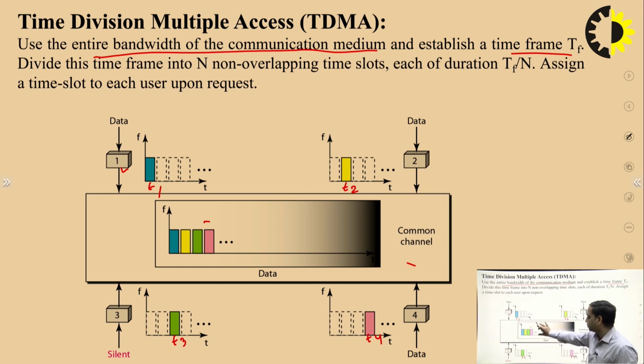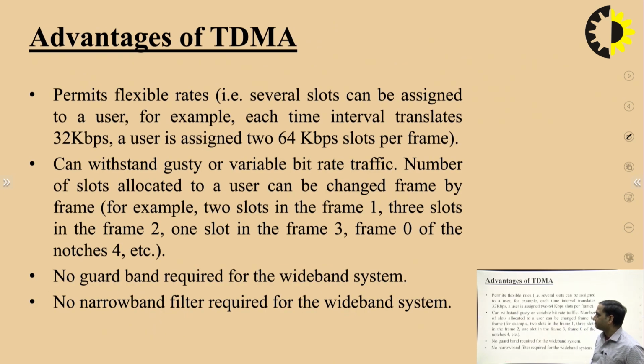How this common channel can be accessed by different users is through these four multiple access techniques. When we combine the data from all the users, from user 1, 2, 3 and 4, this technique is multiplexing. This is the way multiplexing and multiple access can be used for transmitting the data. There are some advantages of the TDMA system in which the data can be transferred through the different time slots.